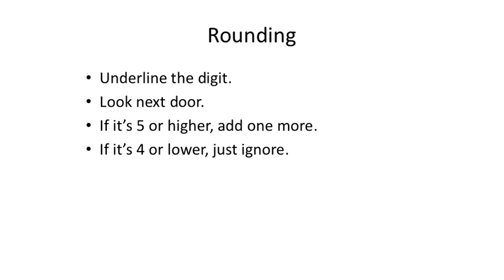So underline the digit, look next door. If it's 5 or higher, add one more. If it's 4 or lower, just ignore. That's about as close as singing you're going to get out of me right here. But this is fair enough, okay?